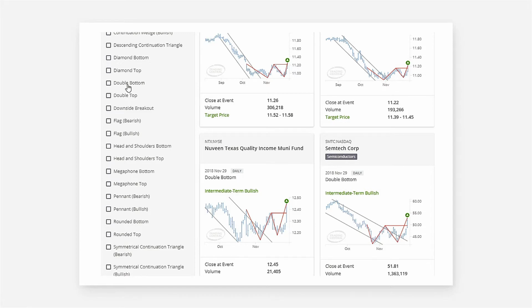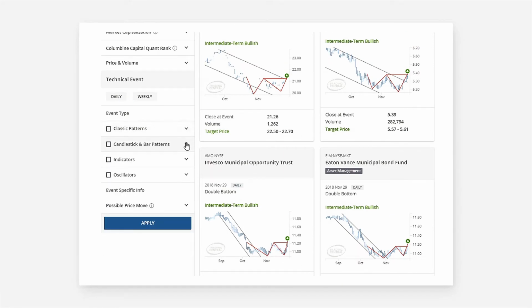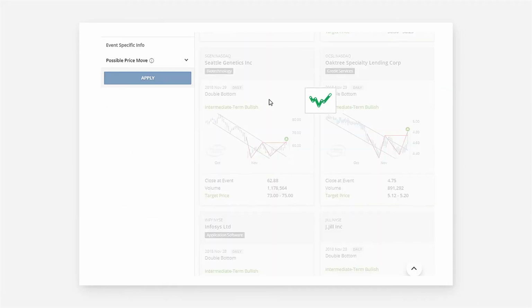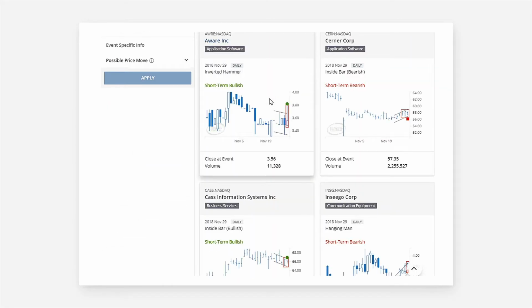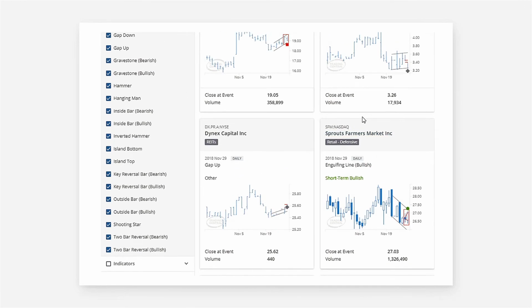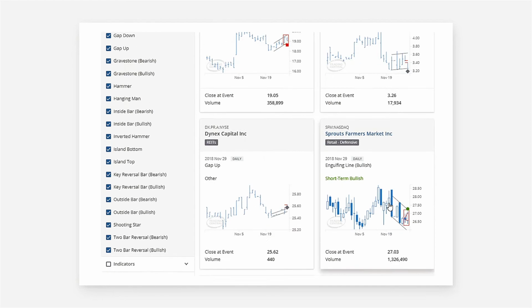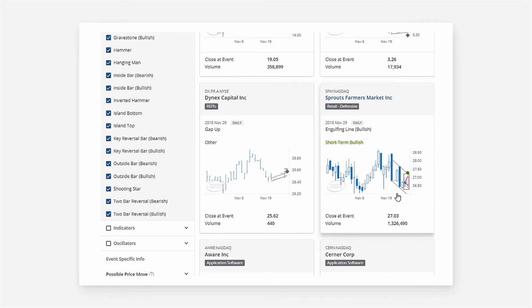Now let's look at candlestick chart patterns. I'll select them all, and let's take a look at the results. These candlestick patterns tend to provide insight into the very short-term trading behavior of buyers and sellers. So for example, here's a retail stock that formed an engulfing line where the white candlestick represents a positive trading day that completely overwhelms the previous day's bearish session.